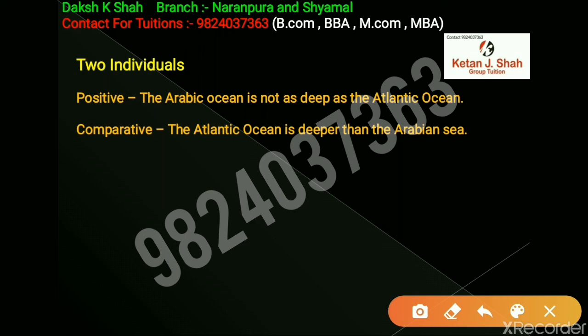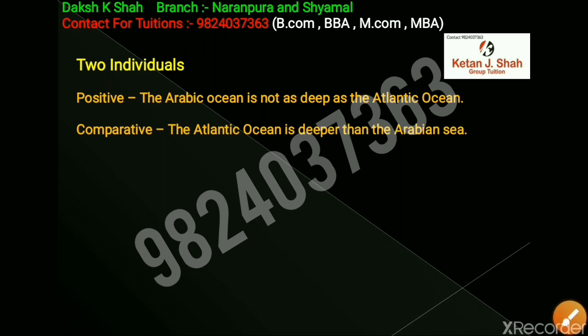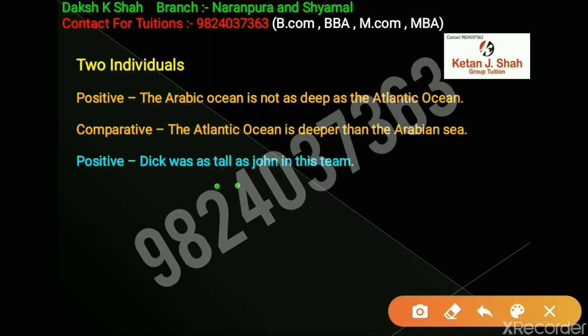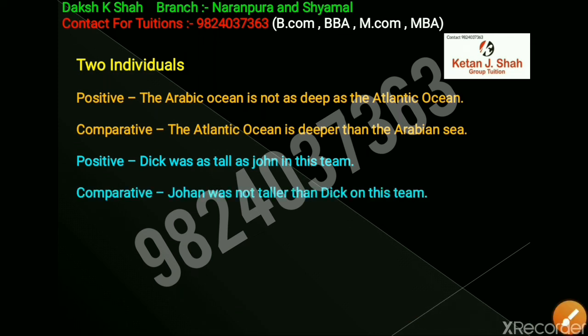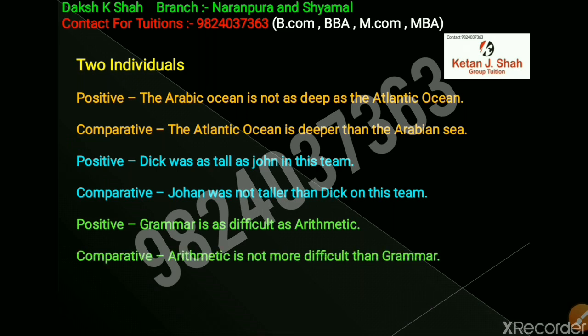Positive. Dick was as tall as John in this team. As. Then John was not taller than Dick on this team. There is no superlative in this. We saw that in the formations. Positive. Grammar is as difficult as arithmetic. Arithmetic is not more difficult than grammar.